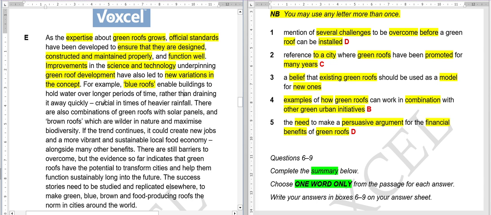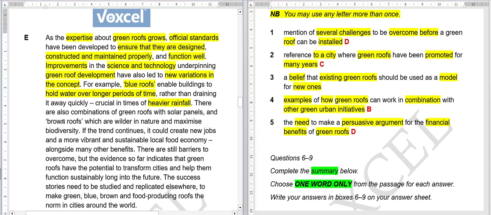So in blue roofs we can hold water for a longer period of time. Be very careful, we are talking about time period, not the amount of water. The amount is not increased, the time period is increased. Rather than draining it quickly, it's crucial for when there is heavier rainfall.